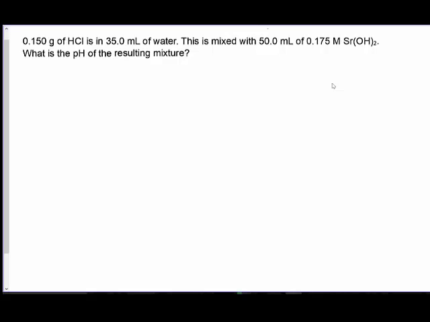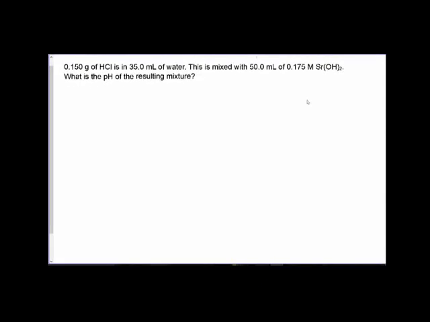Let's do another example of an inexact neutralization question, but this time the wording is a little bit different. Let's read this question. It says 0.15 grams of HCl is in 35 mL of water. This is mixed with 50 mL of 0.175 molar strontium hydroxide. What is the pH of the resulting mixture? So again, we have a strong acid and a strong base mixed together.